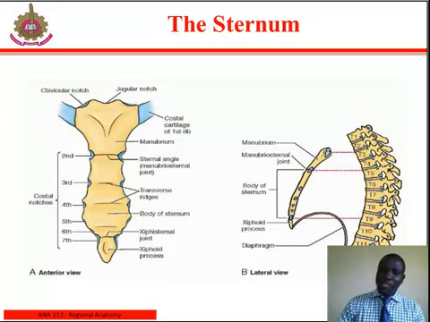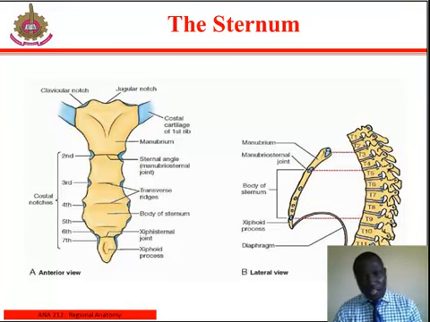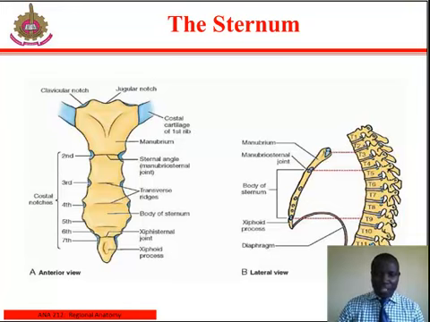It consists of 3 basic portions: the manubrium, that is the superior portion; the body, that is the middle portion and largest portion of the sternum; and the xiphoid process, that is the inferior and the smallest portion of the sternum. The junction of the manubrium and the body forms the sternal angle.